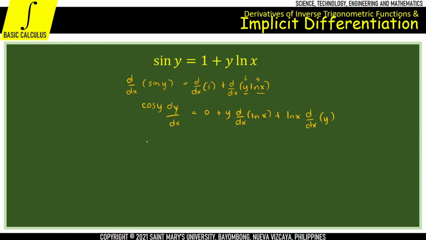Next, copy lang natin yung left side. So we have cosine of y dy all over dx is equal to, we have y, derivative of ln of x is equal to 1 all over x. Okay, plus ln of x, or the natural logarithm of x, multiplied by, ano ba ang derivative ng y? So that is equal to 1. 1 times dy all over dx.